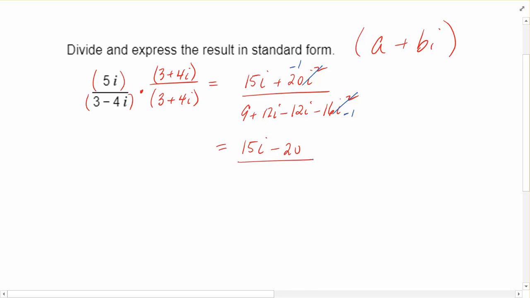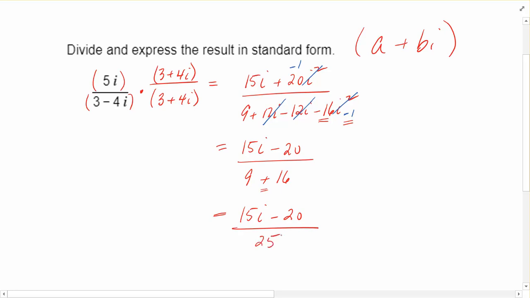The denominator, notice that the plus 12i and the minus 12i are going to cancel. And I'll just put this step in here. This is going to look like 9 plus 16, because negative 16 times a negative 1 is going to be a positive 16. So one step further is going to give me 15i minus 20 all over 25 when I add 9 and 16.